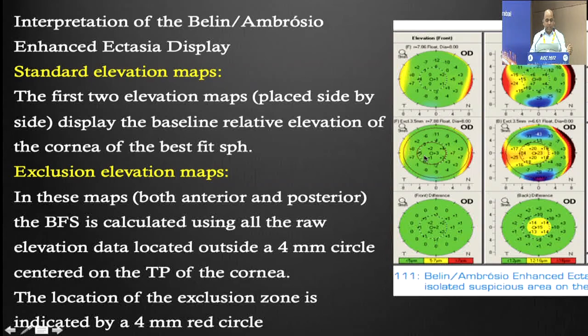And second is the exclusion elevation map. In this map, both anterior and posterior best fit spheres are calculated using all the raw elevation data located outside 4 millimeter. So the first one is the center best fit area zone, and the second one is the outside 4 millimeter circle from the thinnest point of the cornea. The location of the exclusion zone is indicated by a 4 millimeter circle, and you cannot change the circle position.